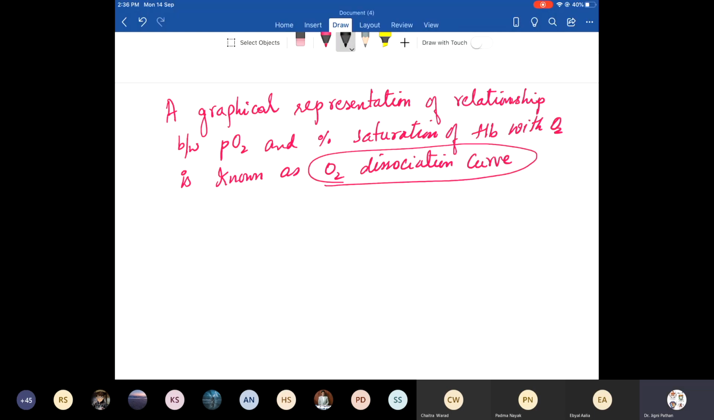It is a sigmoid or S-shaped curve. Important question. S-shaped graph.